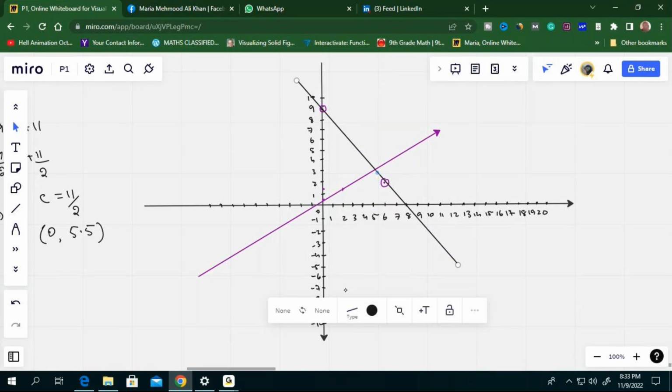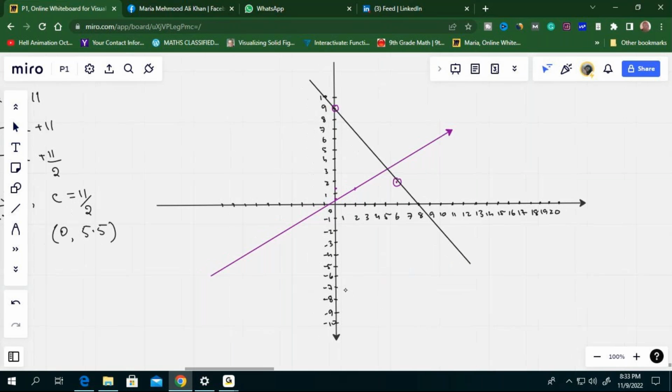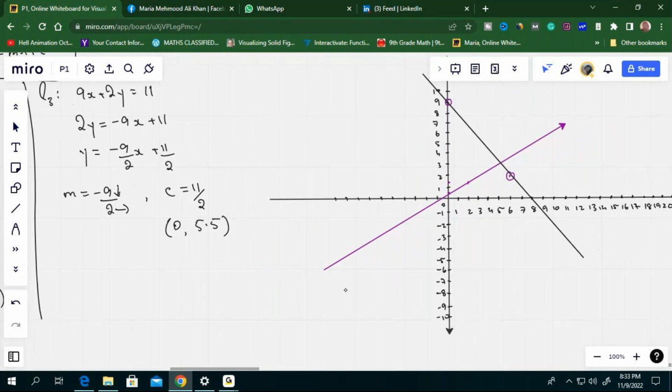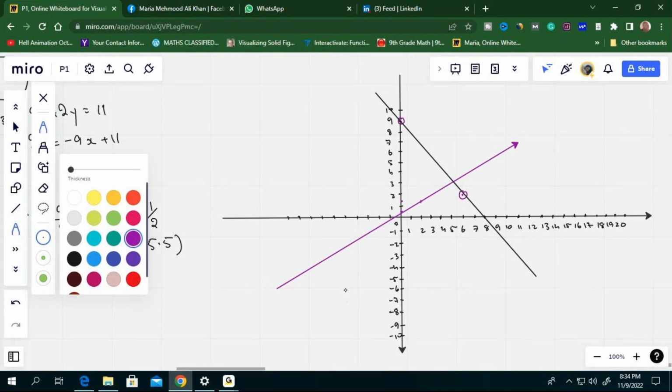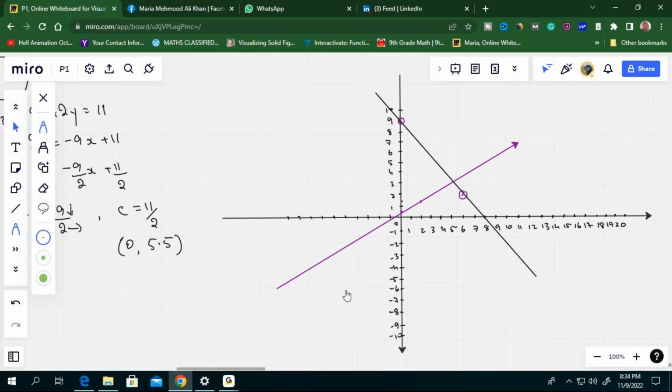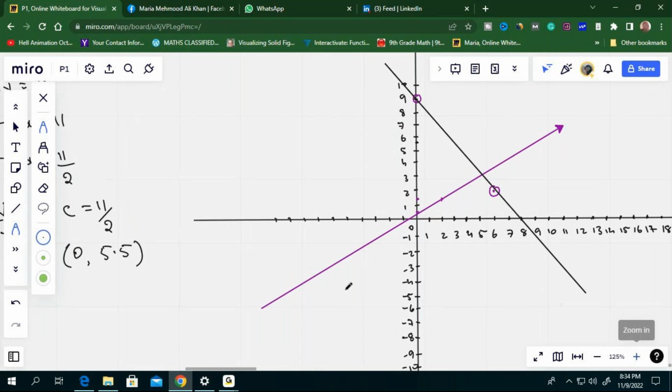Okay, and then my third point is (0, 5.5), and I have to move this 9 units down and 2 units right. Okay, so (0, 5.5) is here. This is (0, 5.5). You can just plot it like that, exactly in the middle of your 5 and 6.